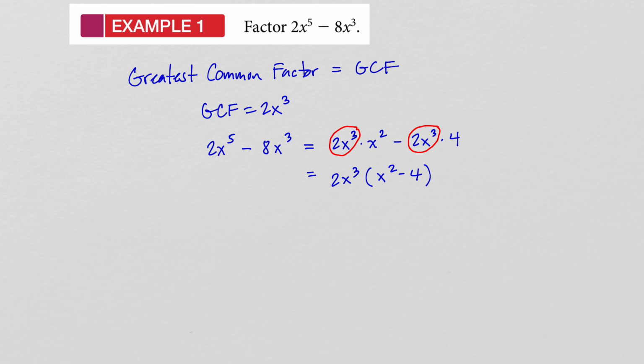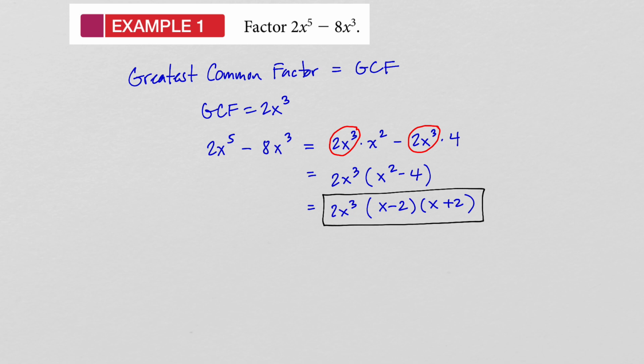Now, once you get done with that, you need to look at what's left over and ask, can this also be factored? And so x squared minus 4, you might remember from elementary algebra, is the difference of two squares, and it too can be factored. x squared minus 4 ends up being x minus 2 times x plus 2. If you multiply this out, you will get x squared minus 4. And so our final answer here is 2x cubed times x minus 2 times x plus 2.